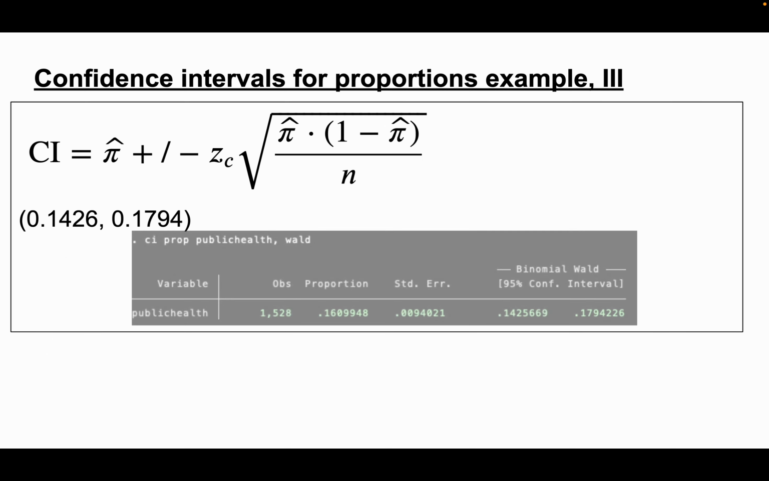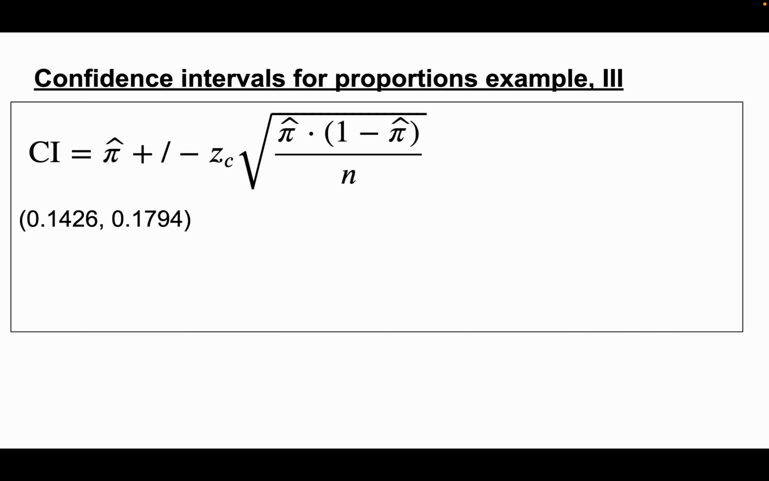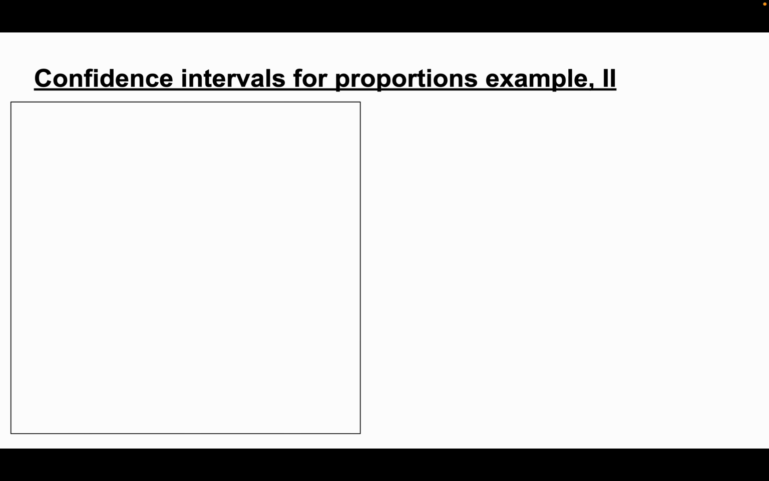We can see that this is the same thing as what we get when we just do the confidence interval for proportion on the variable and we add the option Wald. Wald just tells Stata to calculate the standard error in the way that we've done, or it'll be close to the same thing that we get in this default output here.